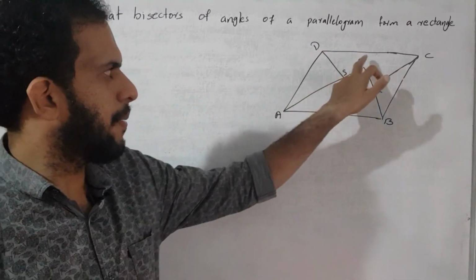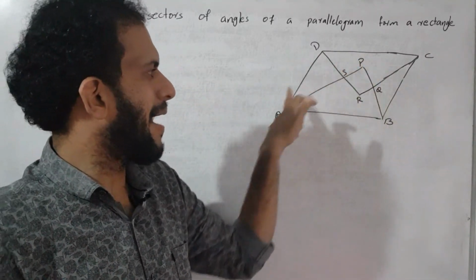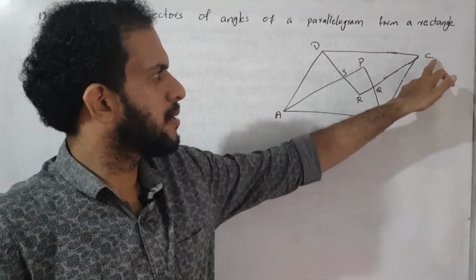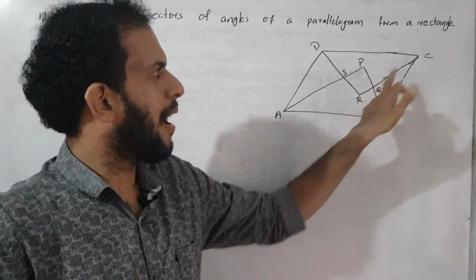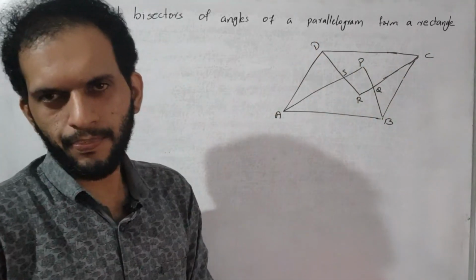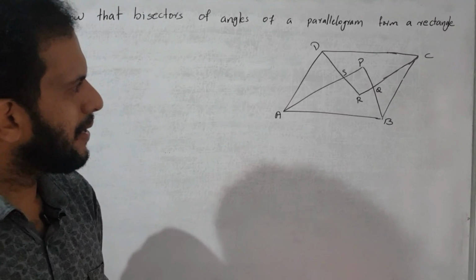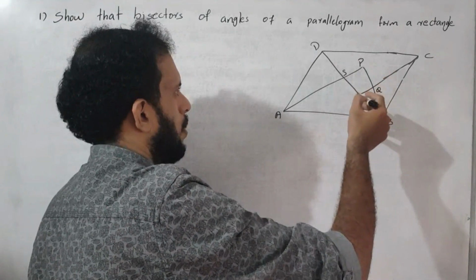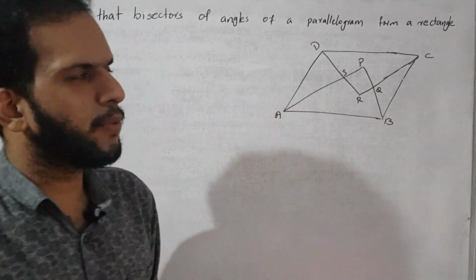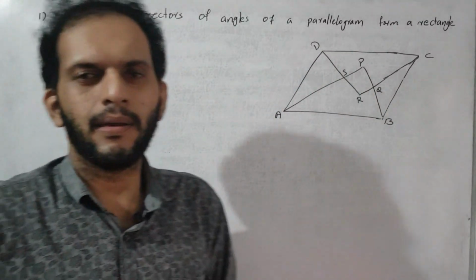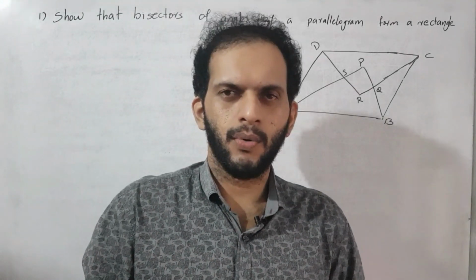AP is the bisector of angle A and BP is the bisector of angle B. CR is the bisector of angle C and DR is the bisector of angle D. Then they will meet inside the parallelogram. They form a quadrilateral PQRS. Here we want to prove this quadrilateral PQRS is a rectangle.